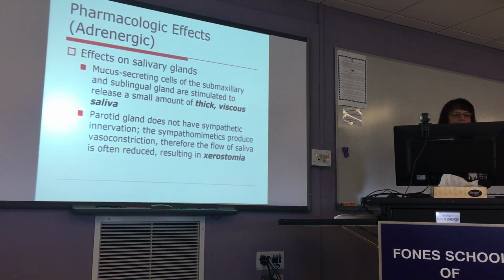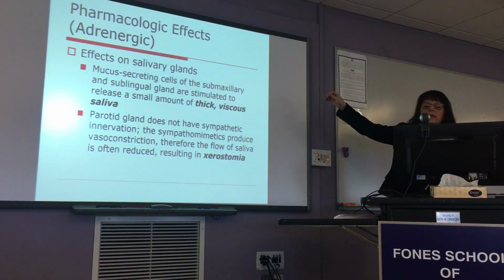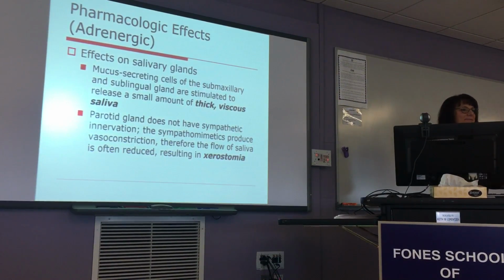Salivary glands. We know that the cholinergics cause that thin, watery, profuse saliva. The mucus secreting glands that are stimulated by the adrenergic cause the thick, viscous saliva. Not very good for getting the mouth feeling very wet. So the general effect would be xerostomia because of the thick mucus effect, and the parotid gland is not stimulated by it. That would be the cholinergic drugs. So either very little saliva, very little thin saliva, thick mucus saliva, and xerostomia.